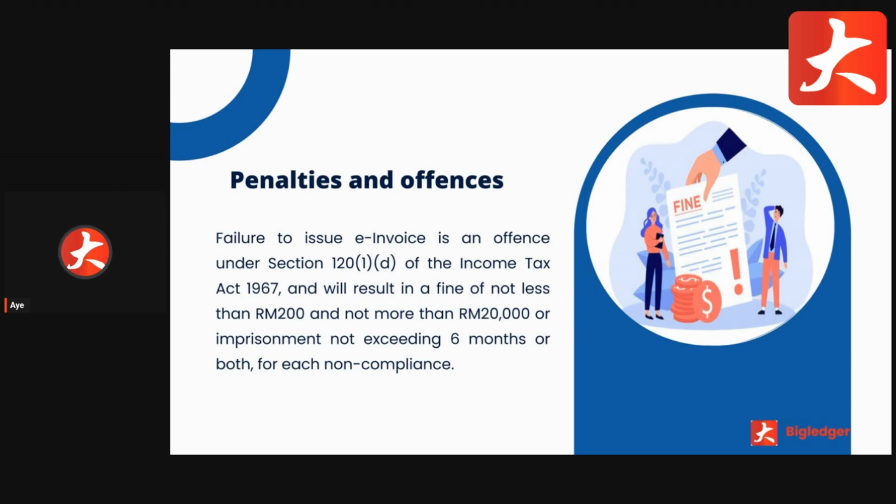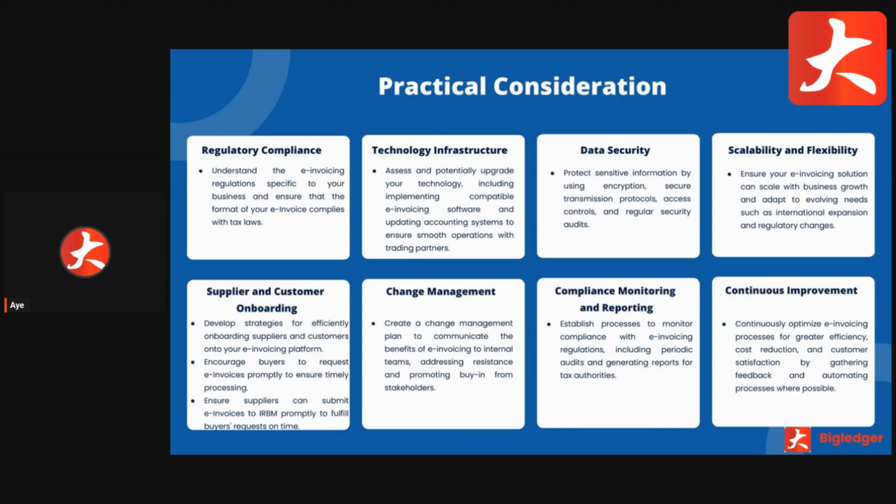Okay, next one is penalties and offense. Failure to issue an e-invoice is an offense under Section 120 of the Income Tax Act 1969. It will result in a fine of not less than 200 and not more than 20,000 or imprisonment not exceeding 6 months or both for each non-compliance. So you must make sure that you understand your timeline and the requirements from IRBM to implement the e-invoice. Okay, then the last part is the practical consideration.